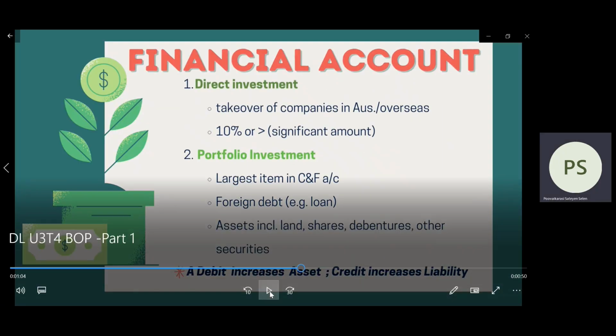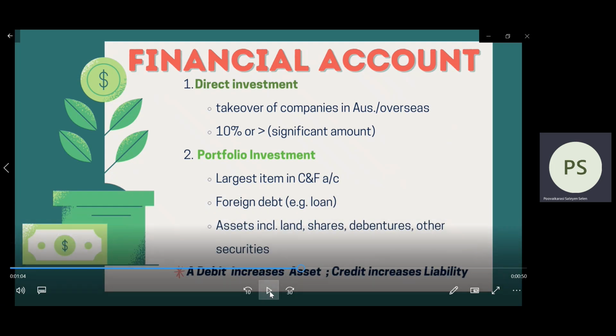Okay, under financial account, we have direct investment. Okay, this direct investment basically, if we have more than 10% of ownership or shareholding in any particular company, we record it under direct investment. We can call this foreign direct investment also, yeah.